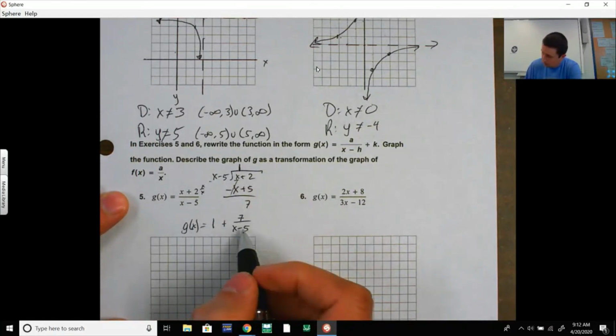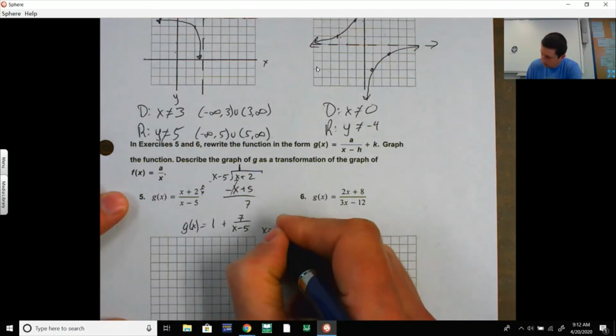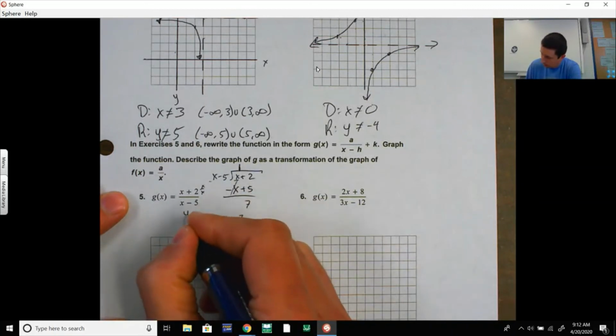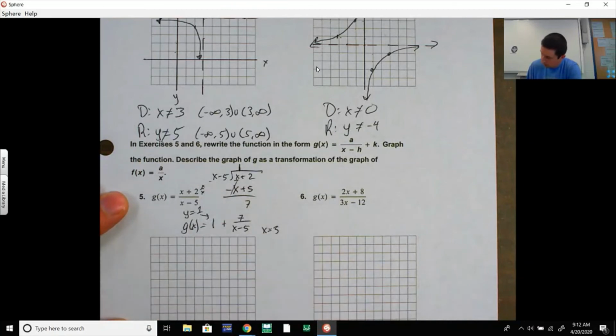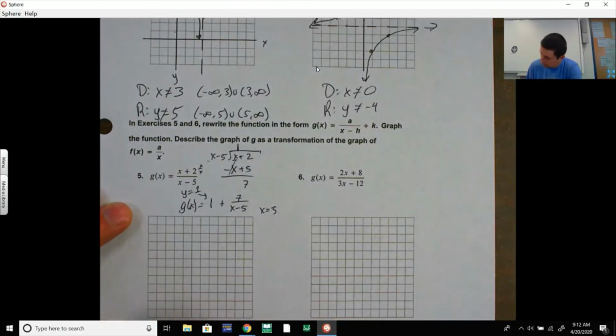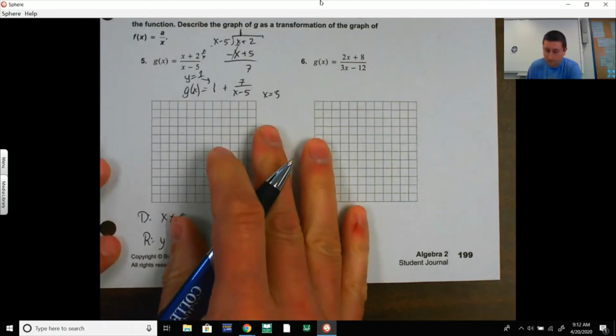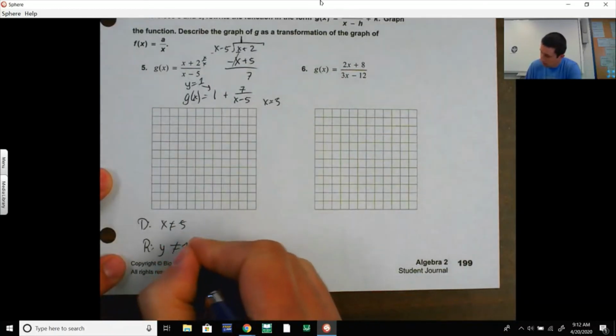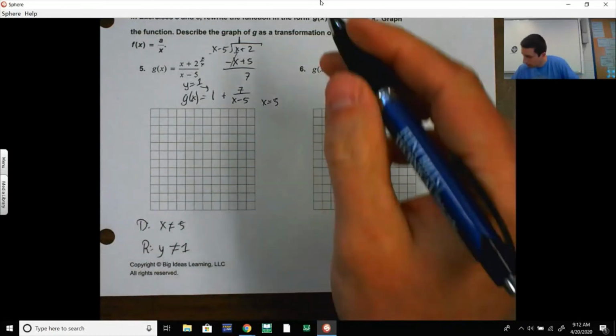So I have a vertical asymptote at x equals 5. I have a horizontal asymptote at y equals 1. I can get my domain and range right now as well. So x cannot equal 5, and my range, y cannot equal 1.